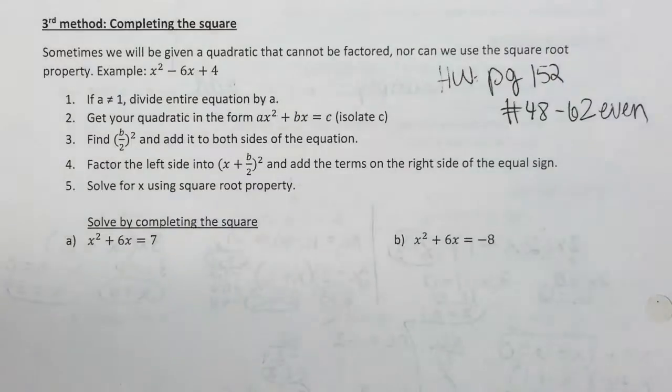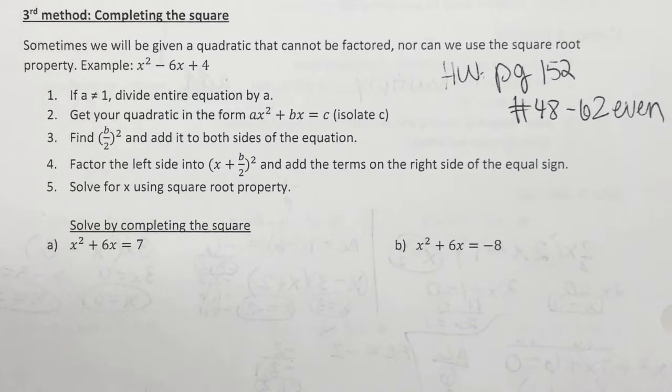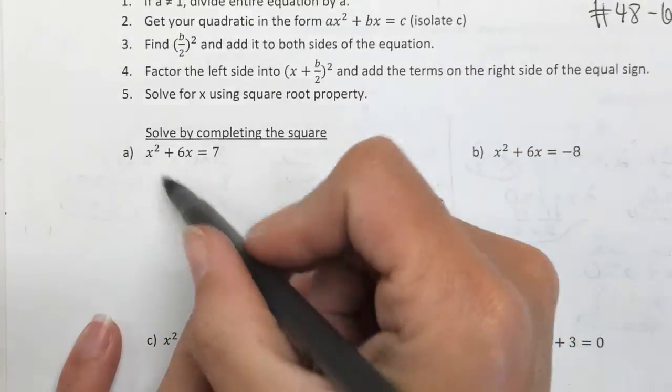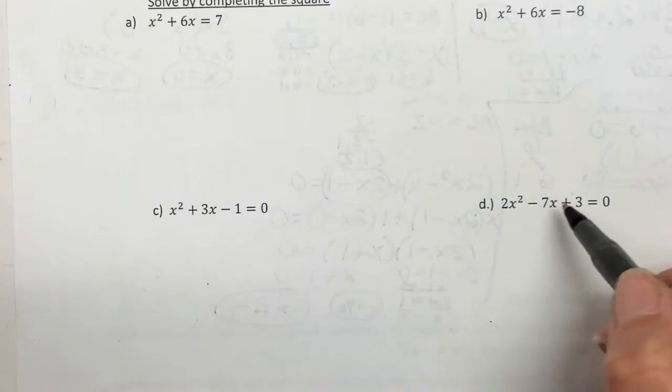First one. If a is not 1, you have to divide the entire equation by whatever that number is for a. What is a? A is the number in front of x squared. Good. So for this one, a is what? This one? This one? This one?